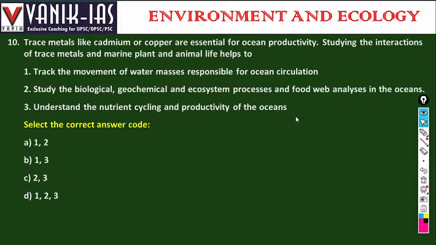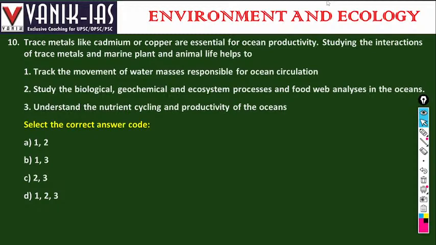Trace metals like cadmium and copper are essential for ocean productivity. Studying the interaction of trace metals and marine plant and animal life helps to track movement of water masses responsible for ocean circulation.